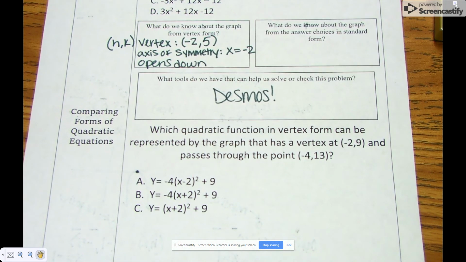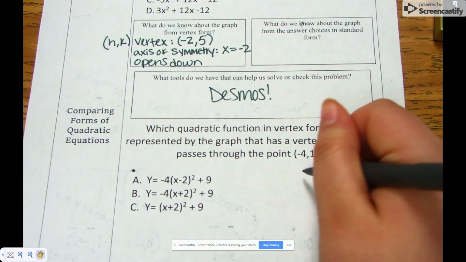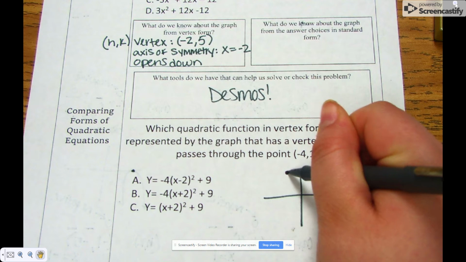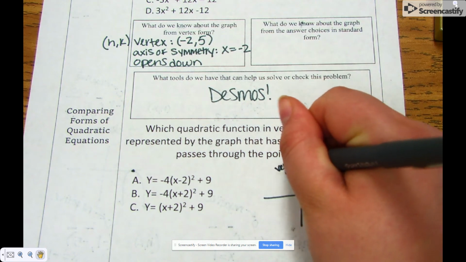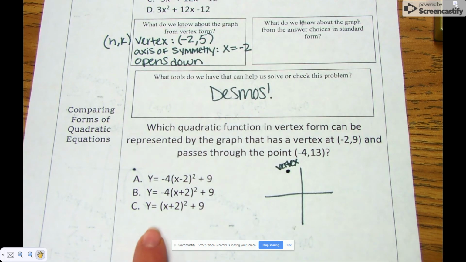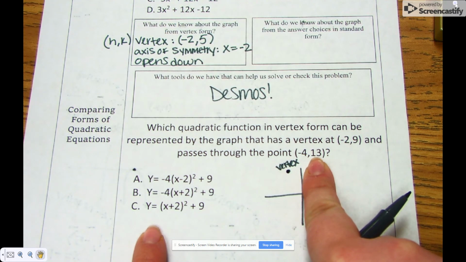Let's look down here. It says, which quadratic function in vertex form can be represented by the graph that has a vertex at negative 2, 9 and passes through the point negative 4, 13? So let's think about what this graph would look like. I know I would have a point at negative 2, 9. Okay, this is my vertex. All right, and I want it to pass through the point negative 4, 13. So we are going to type all of these into Desmos and see which one works.